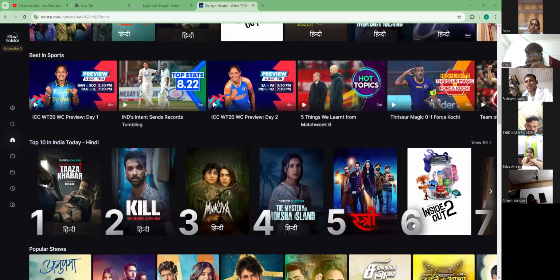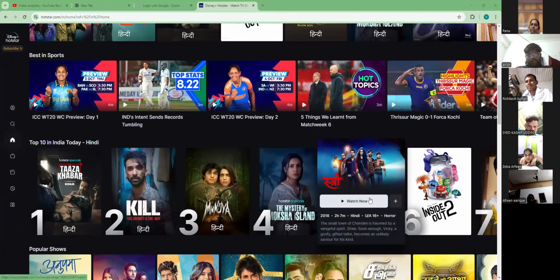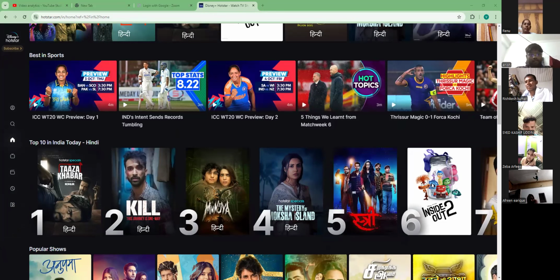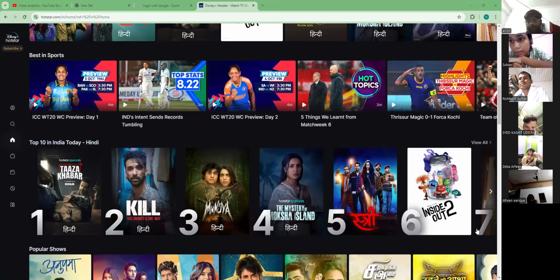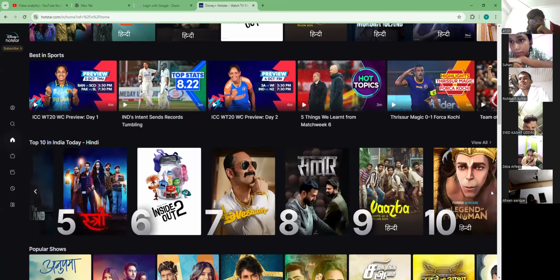Oh, Stree 2 is available on Hotstar. Oh, I didn't know that. This is Stree, not Stree 2. Stree was fun, but Stree 2 was totally boring. I didn't like it.